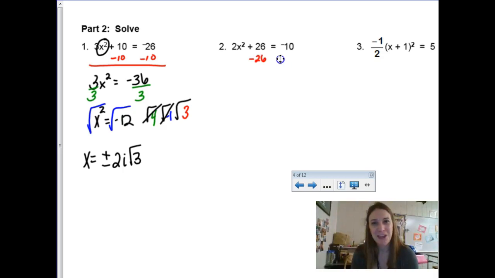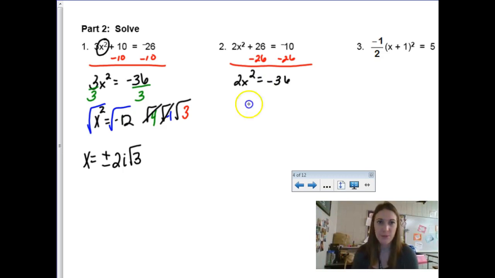All right, so here's the same method. I only see one x in the problem, so we're going to solve by square rooting. Well, this almost looked like the same problem for a moment, but it's divided by 2 this time. So 2x squared equals negative 36, and we're going to divide both sides by 2. And this time we get x squared equals negative 18.